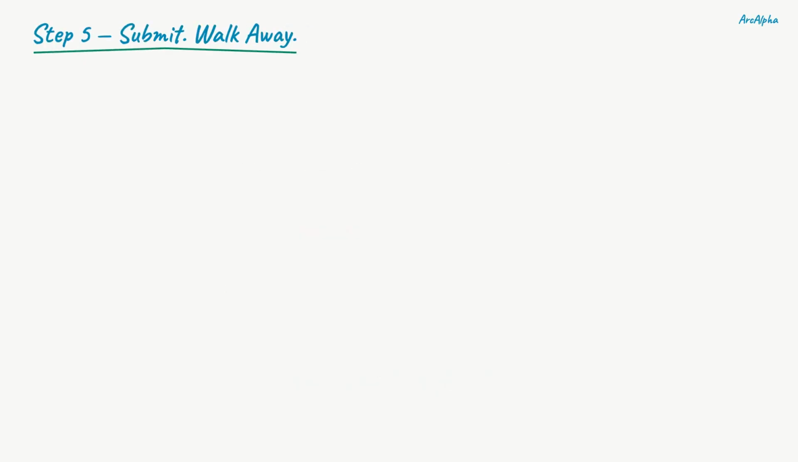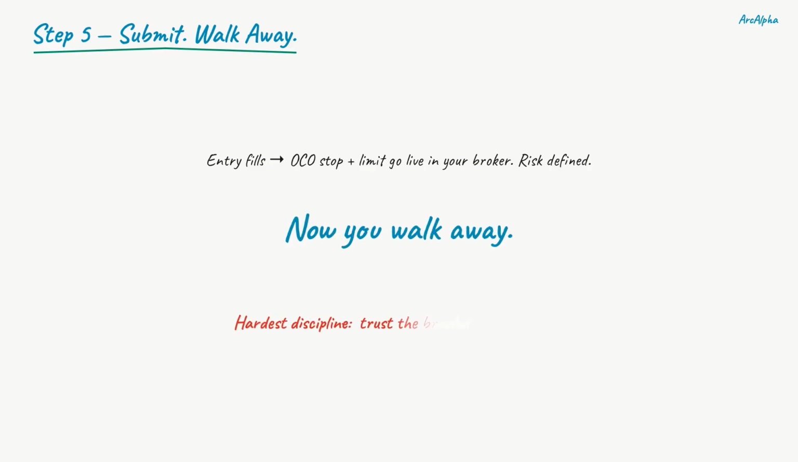Step 5, submit. Once the entry fills, the OCO stop and limit take over inside your broker. The position is open with risk defined. Now you walk away. The hardest discipline of the entire workflow is the next part, trusting the bracket and not adjusting it. If you set one price alert at the trail activation point for day trade cadence, that is the only mid-trade interaction you need.